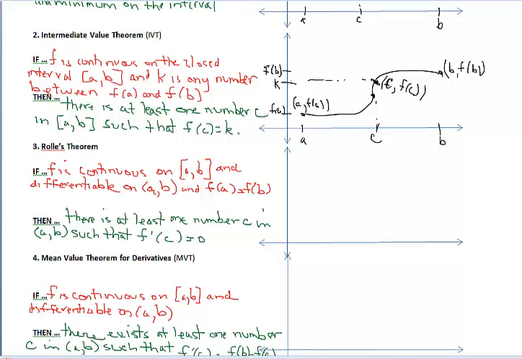So basically what this is saying is that if I have a continuous curve from this endpoint to this endpoint, that no matter what y value I choose between these two y values, I should be able to intersect the curve. And that's because there's no way I can go from here to here without passing through every y that falls between f of a and f of b. So that's the intermediate value theorem. All right, let's look at Rolle's theorem.